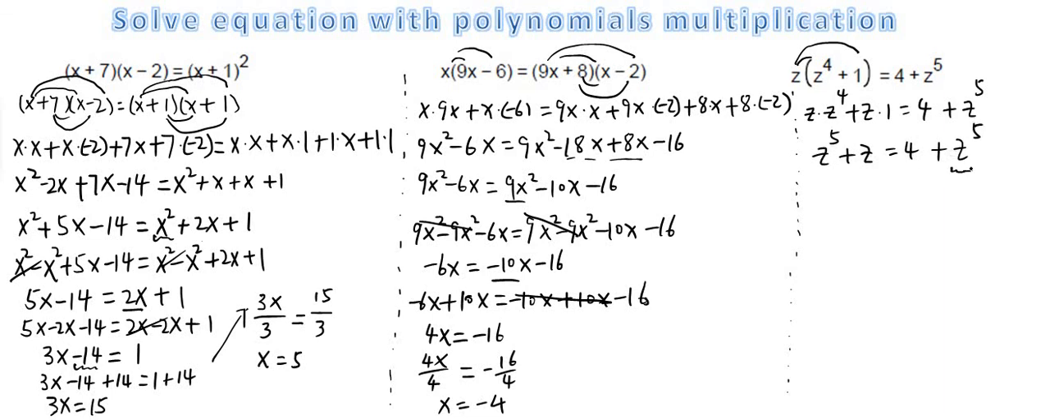Okay, so we want to remove the z to the power 5 on the right hand side, right? So how to do it? Subtract z to the power 5 for both sides. And clearly we can cancel out. And we're gonna get z equals 4. That's it.